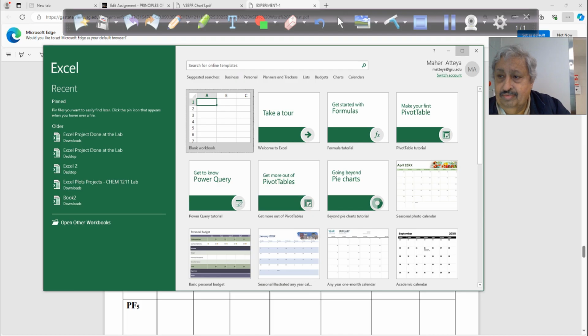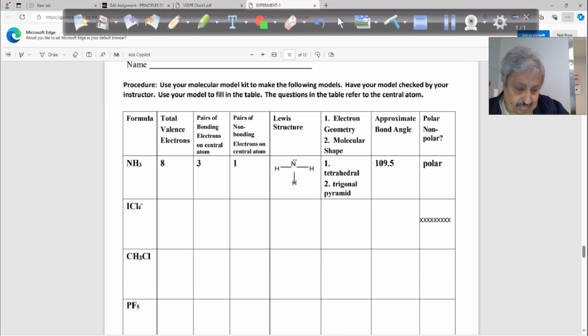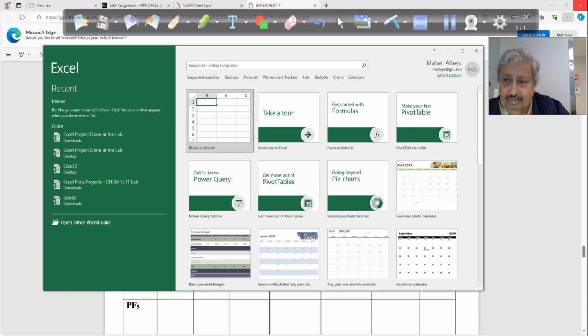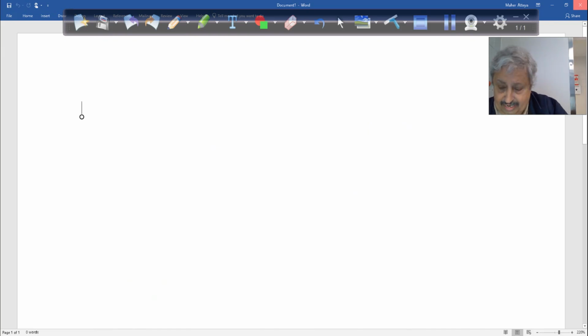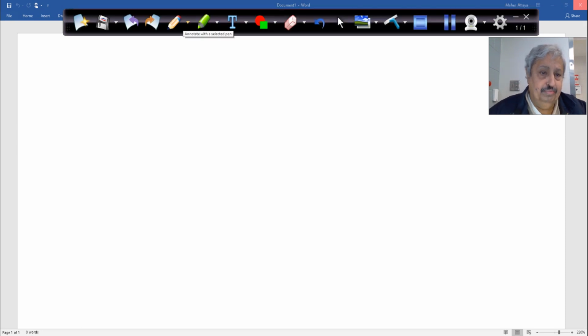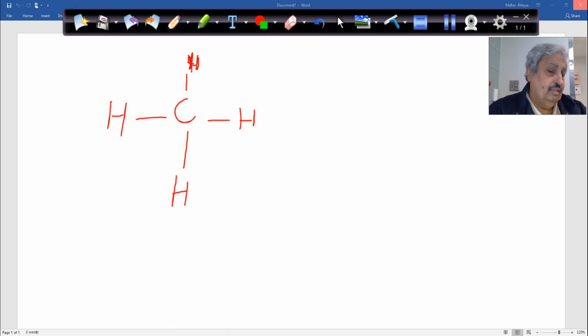Oops, that's not Excel. I need the Word. So here it is. Okay, guys, here it is. The more lone pairs on the central atom you have, the more polar the compound. Look at this, guys, here. That's methane or carbon tetrahydride. That's CH4. So this is carbon tetrahydride. Yes.